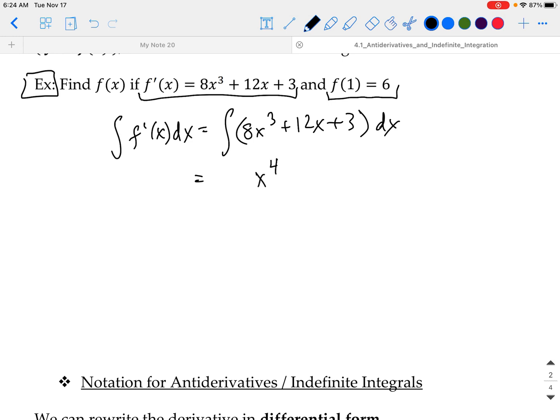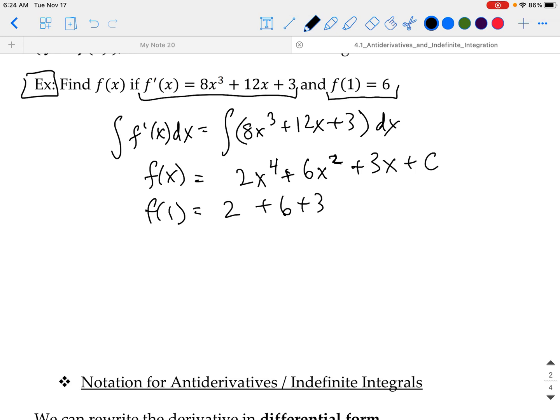We're going to have x to the 4th, which means we need a 2, plus x squared, and we need 12, so we're going to make that a 6, plus 3x plus c. And so this is just going to be f of x. Let me write that a little nicer. All right, there's f of x. And now we know that f of 1 is equal to 2 plus 6 plus 3, because the 1 doesn't change any of those coefficients, plus c.